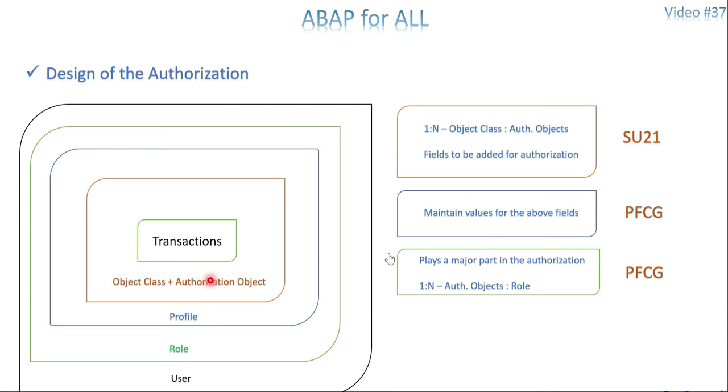This one is going to be checked in a different transaction or different program, wherever you want. Maybe in an enhancement also we can use the AUTHORITY-CHECK OBJECT statement to check whether the user has an authorization for an object or data.